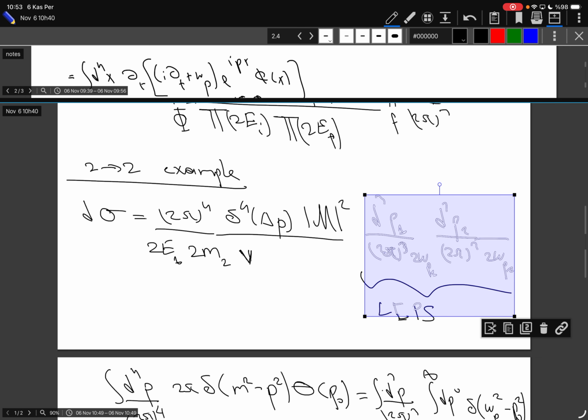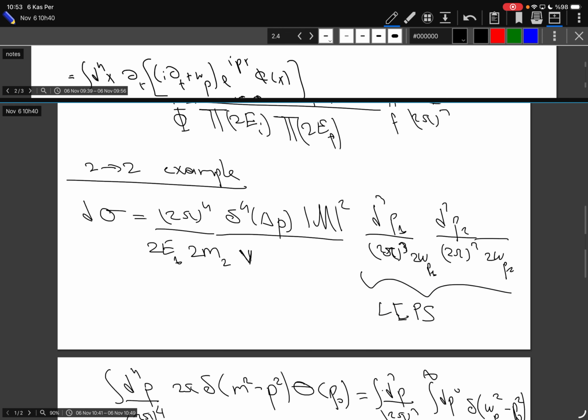And remember, d cubed p1 and d cubed p2 were basically looking at what my detector is actually measuring when it is measuring the cross section, and those 2 omegas actually came from the normalizations that we use. That was in fact one of the reasons why we didn't normalize the states to 1, but to twice the energy. Well, here almost everything is Lorentz invariant. You see, if 4 vectors are equal to each other for one observer, they will be equal for every observer. So this Dirac delta to the 4 is Lorentz invariant.